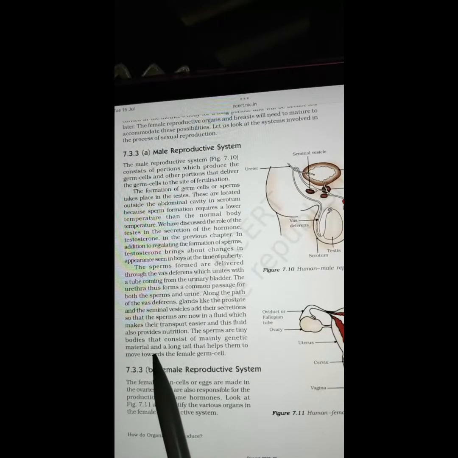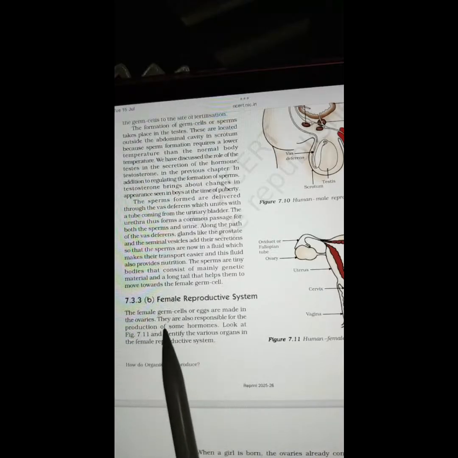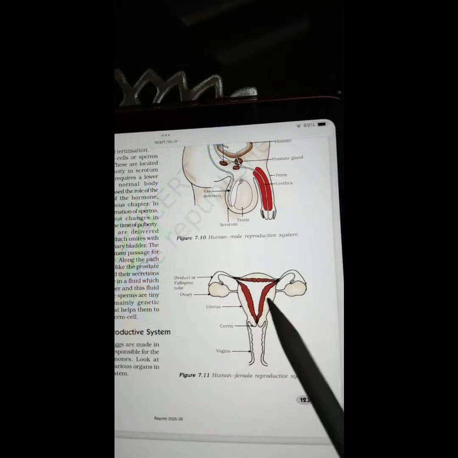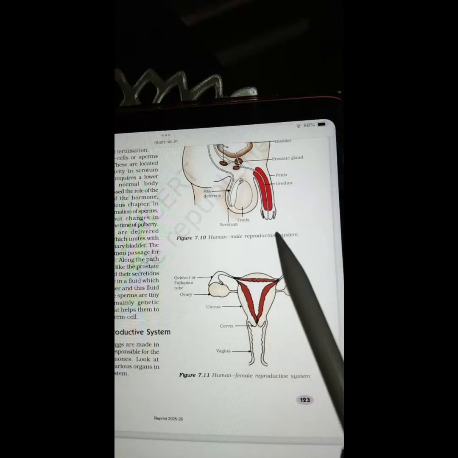The sperms are tiny bodies that consist of mainly genetic material and a long tail that helps them to move towards the female germ cell. 7.3.3 Female reproductive system. The female germ cells or eggs are made in the ovaries. They are also responsible for the production of some hormones. Look at figure 7.11 and identify the various organs in the female reproductive system. So, in this diagram, as we are talking about female, the organs are ovary, fallopian tube, this is uterus, then we have cervix and vagina. Cervix and vagina together will be forming the birth canal.